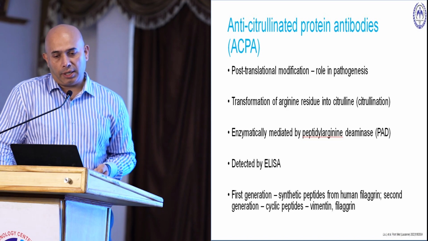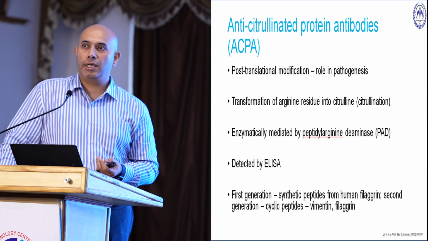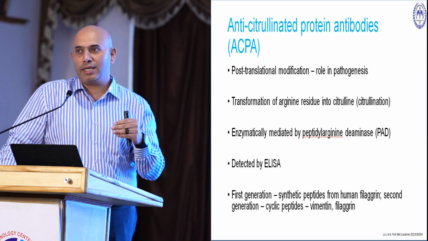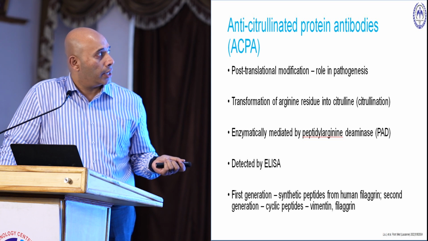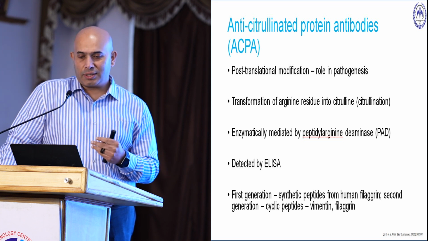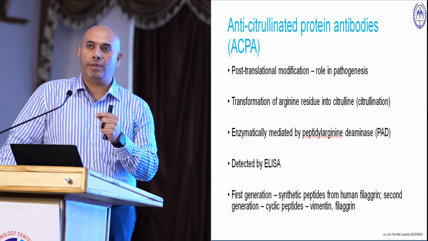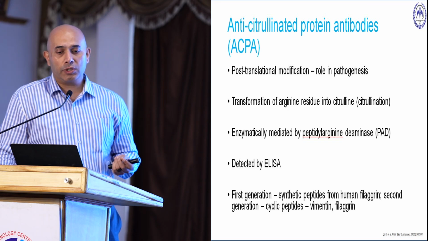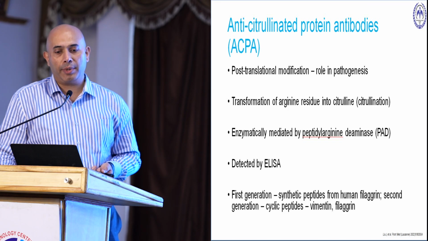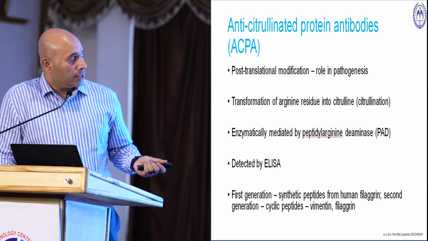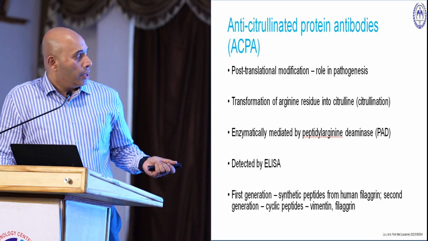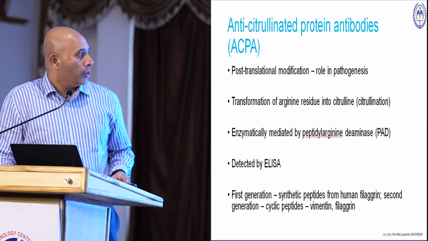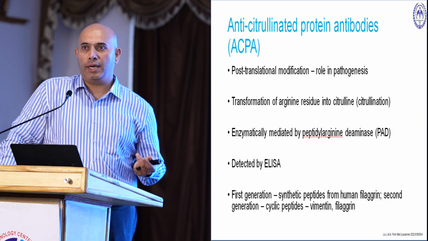Now, this is something which changed the diagnosis of rheumatoid arthritis. We started with the first generation many years ago. Currently, we are in the second generation of ACPA antibodies, and we also have a third one, which is not all that specific, nothing greater than the second generation. However, essentially what we need to understand is that because of the post-translational modification, which has a role in the pathogenesis, like I mentioned, you have a transformation of the arginine residue into citrulline, which is called citrullination. You also have peptidyl arginine deiminase. This is the enzyme which triggers the whole thing, and this is essentially detected by the ELISA method.